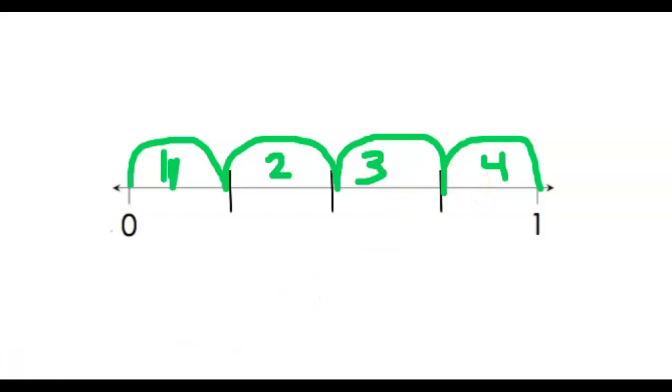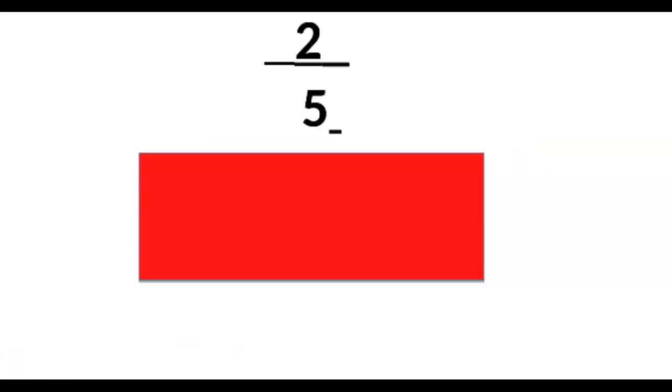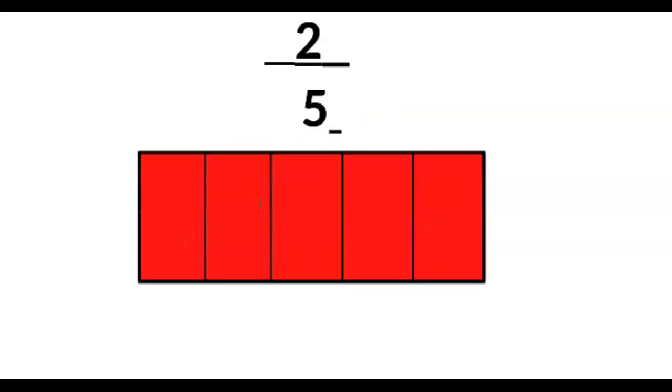Let's look at another example. Here I have the fraction 2/5. I know a fraction is part of a whole, so let's partition this rectangle into 5 equal parts. Remember, the denominator tells me the total number of parts in the whole thing. 1, 2, 3, 4, and 5. There are 5 equal parts in my rectangle.